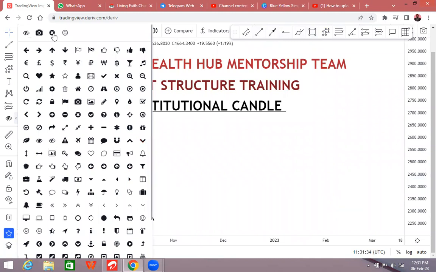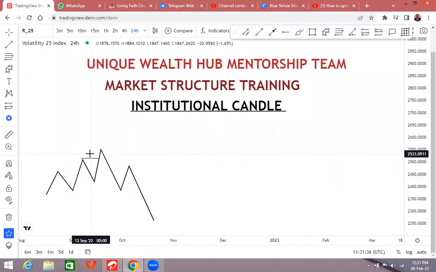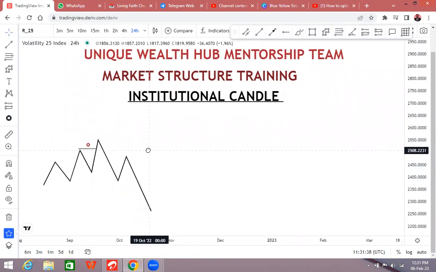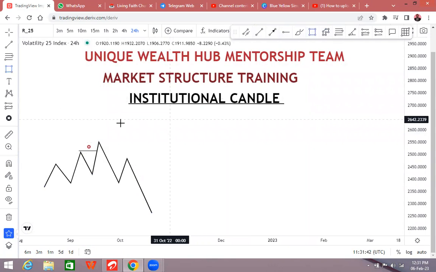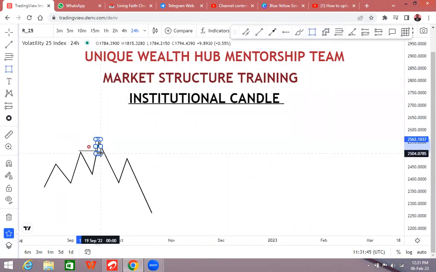So most of the times, price will come to play either 50% of it, or will just come and mitigate their position on that particular candle, to come and mitigate their position on that candle.